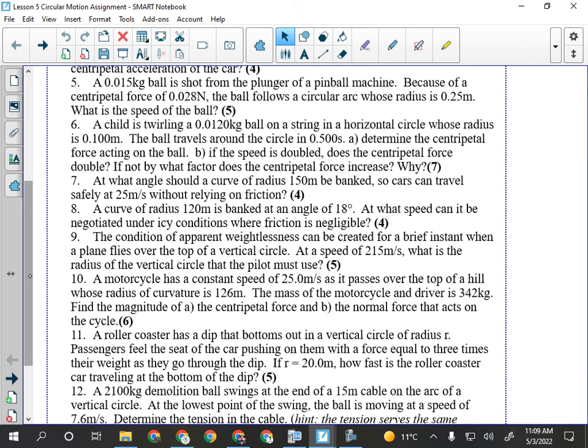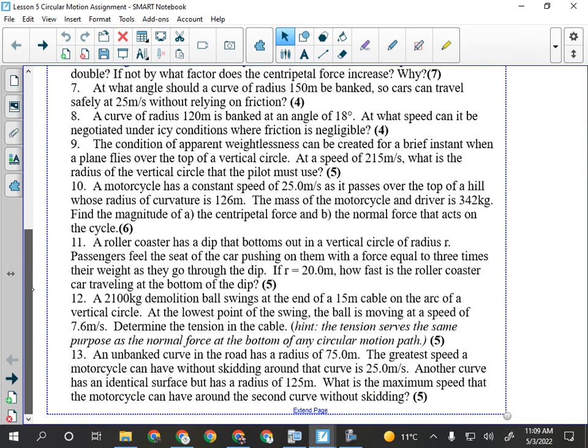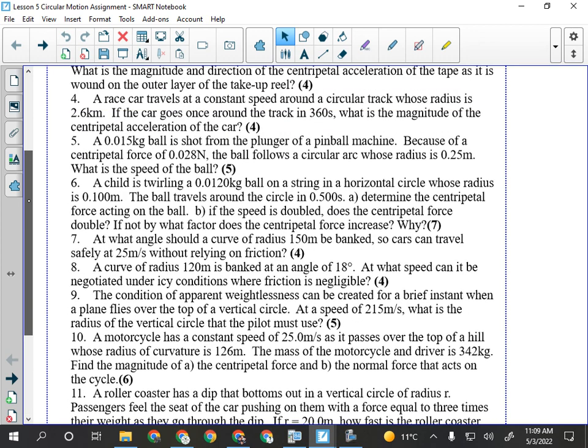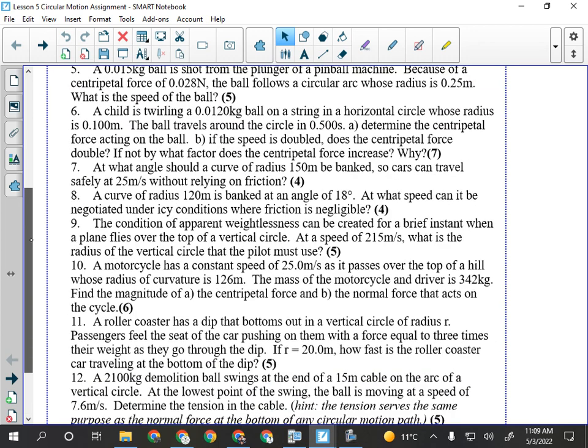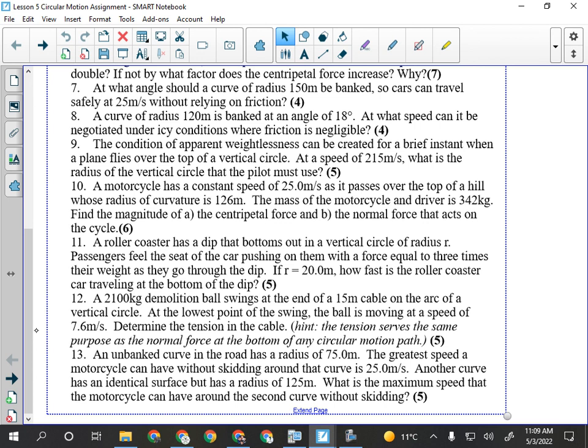And then for number 7, you've got a banked curve. You've actually got 2 banked curves. You've got apparent weightlessness. You've got vertical circle stuff. You've got artificial gravity in there, I think. No, there isn't an artificial gravity question. But we've done questions like basically all of these, so there's nothing there that should be surprising, really. So just take your time, show your work.